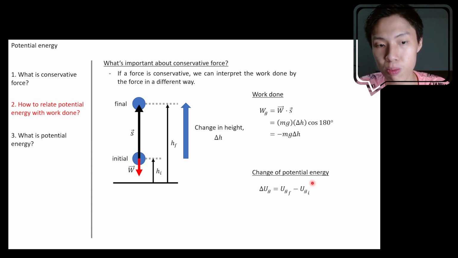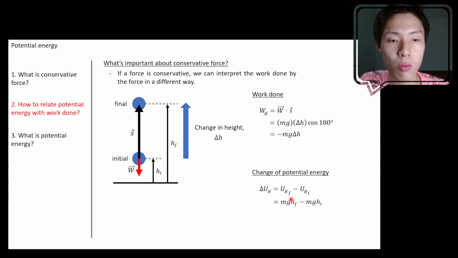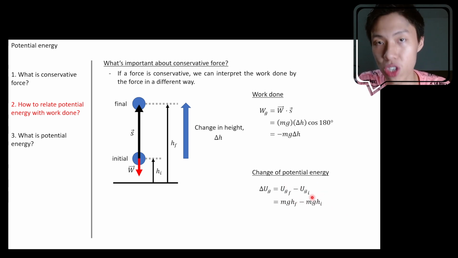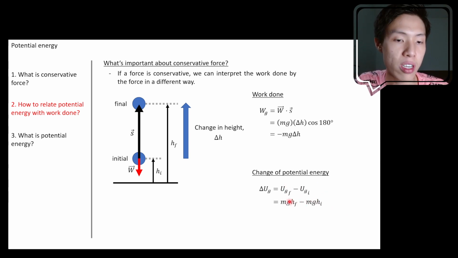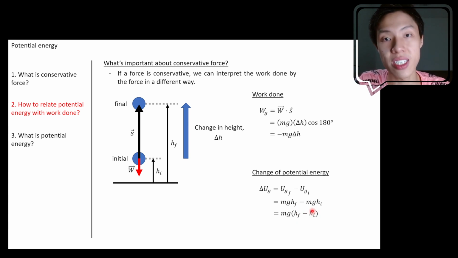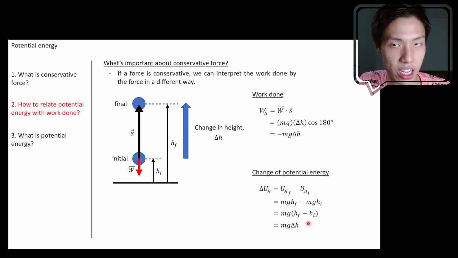So you learned from SPM that gravitational potential energy is just mgh. So this will be mgh final minus mgh initial. Both terms here share the same m and g, so let's factorize out m and g. Then you get mg bracket final height minus initial height. You happen to know that final minus initial is just delta. So you can re-express h final minus h initial as delta h, giving mg delta h.